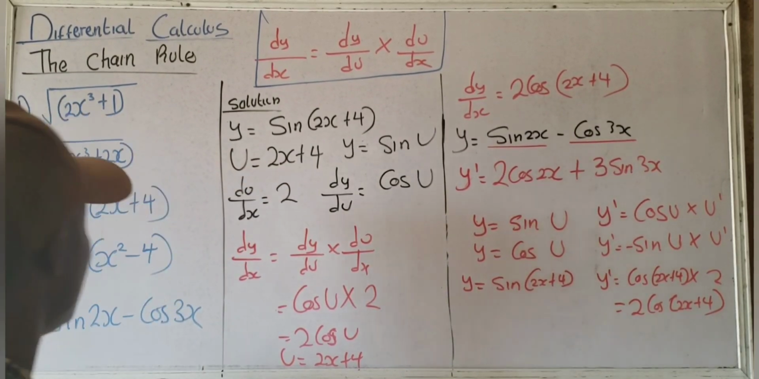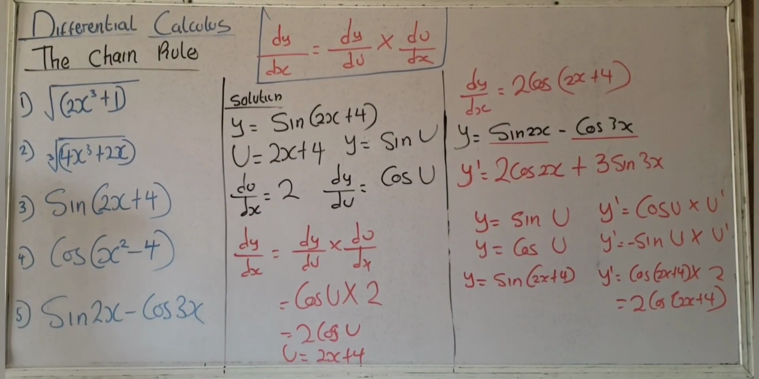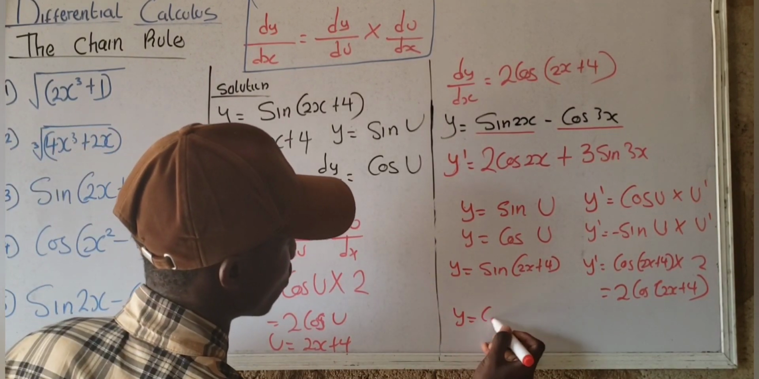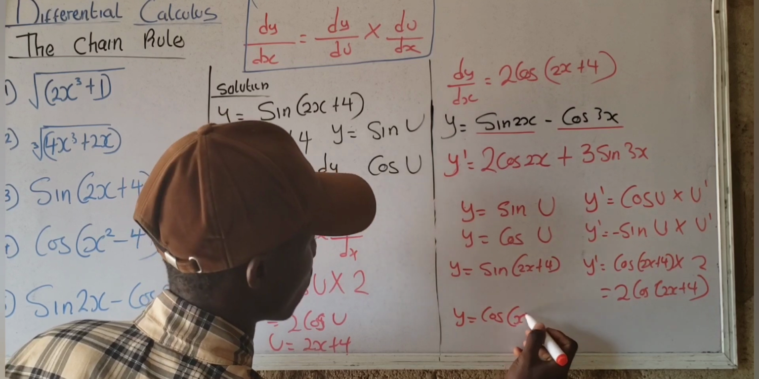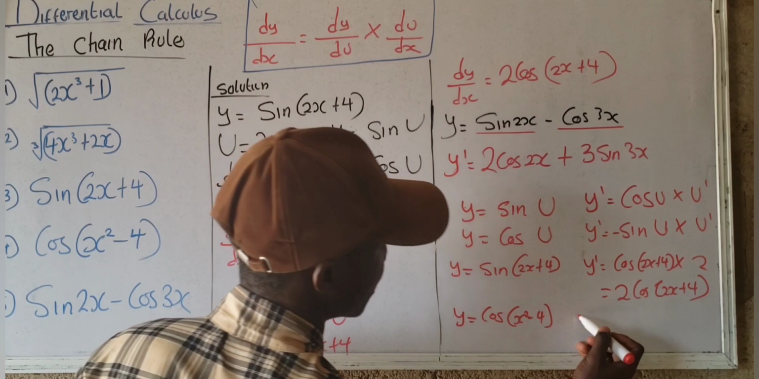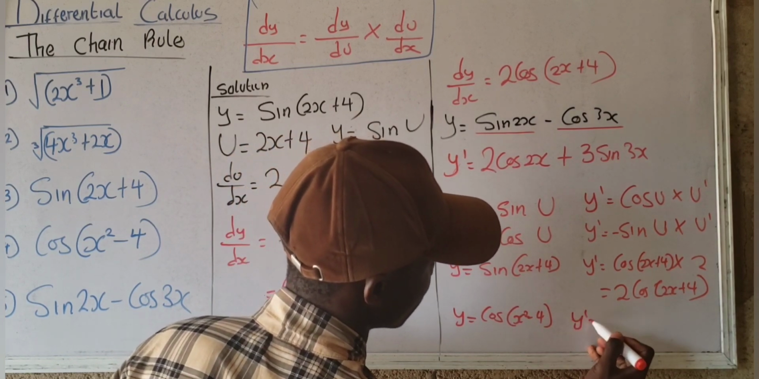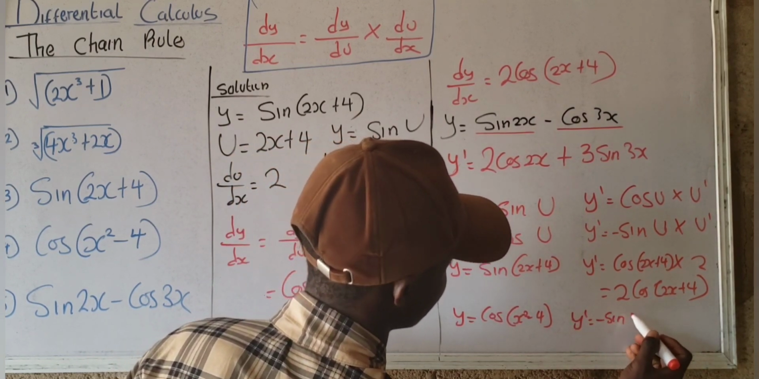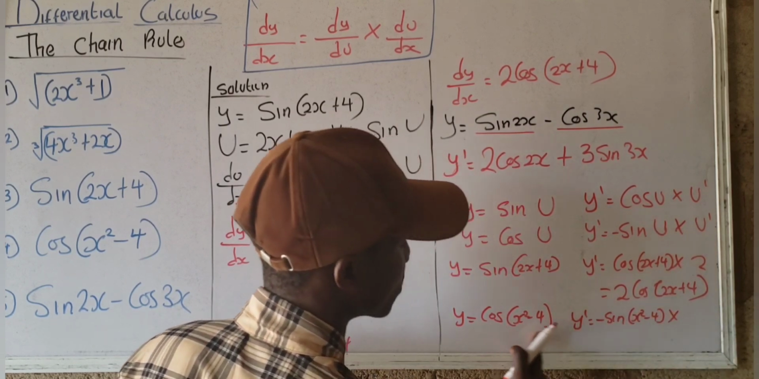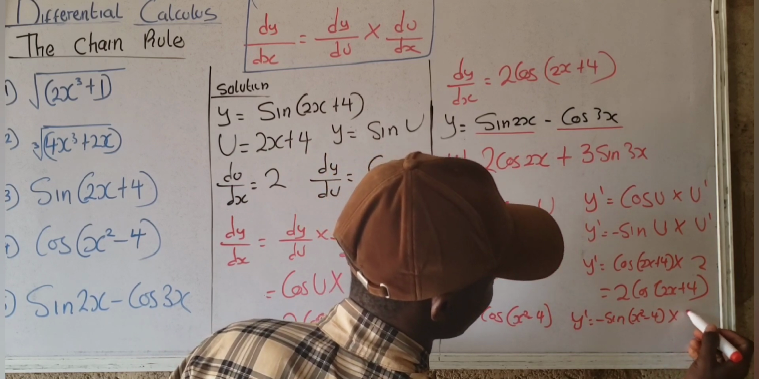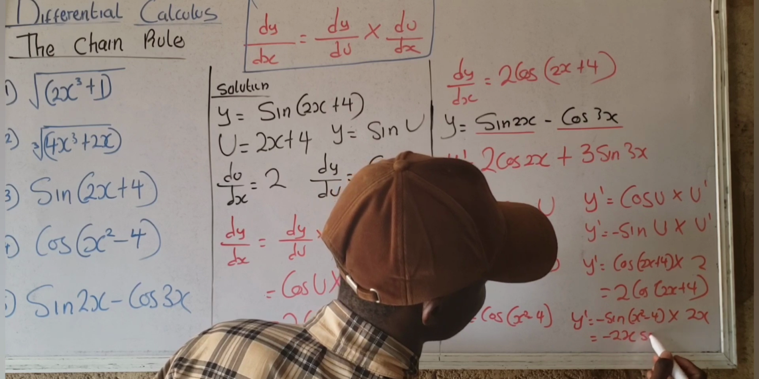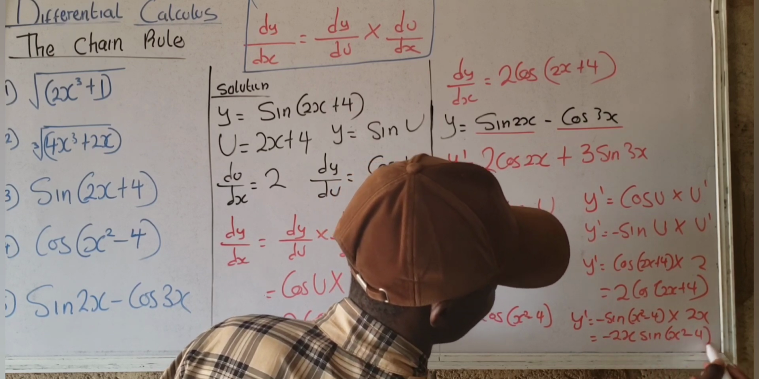Now, I want to use the same approach to differentiate question number 4. What will be your answer? We have y equals cos of x squared minus 4. And you know that the derivative of cos will give us minus sine. So the derivative of y equals negative sine of x squared minus 4 multiplied by the derivative of x squared minus 4, which is 2x. That is negative 2x sine of x squared minus 4, which is the final answer.